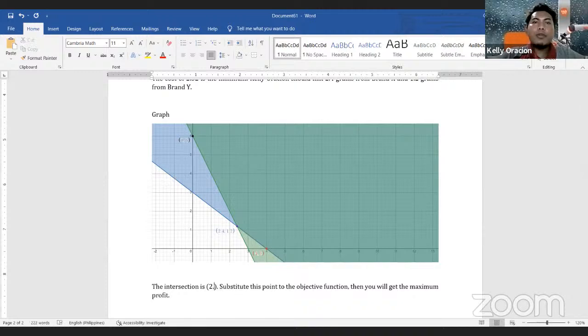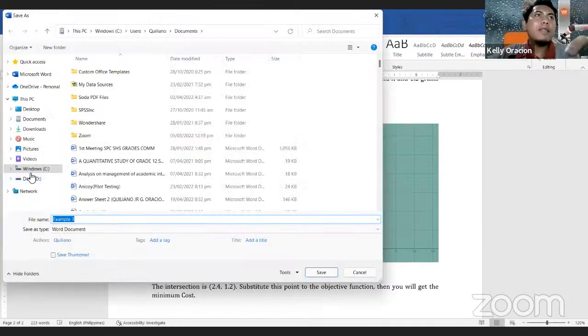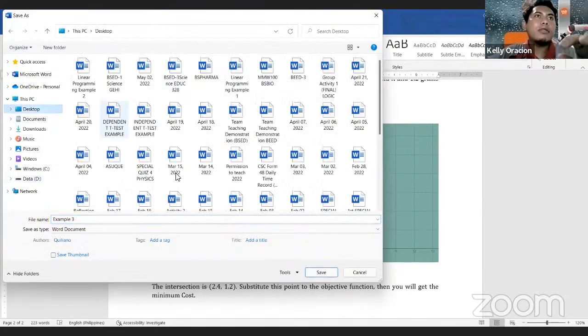So, intersection is 2.4, then 1.2. Substitute this point to the objective function, then you will get the minimum cost. Again, you will get the minimum cost. So, save ko ito kasi ipapasa ko, isisend ko to sa inyo.